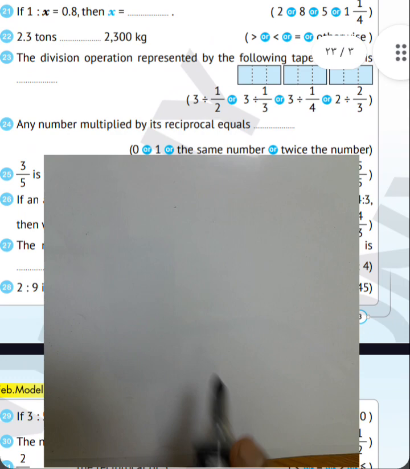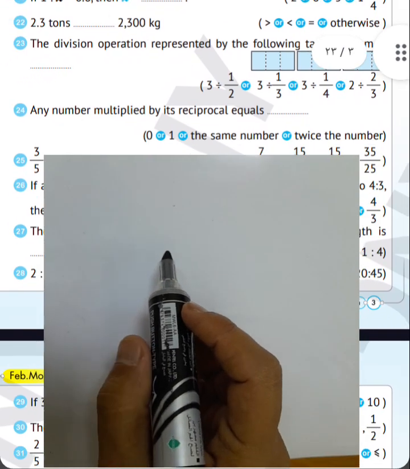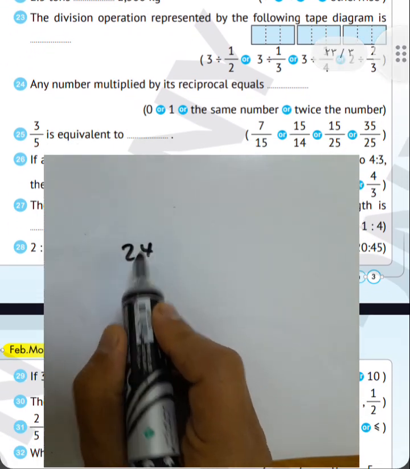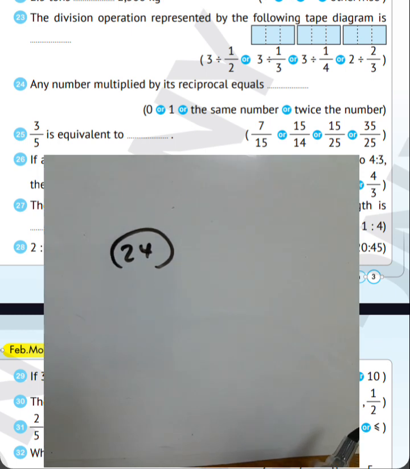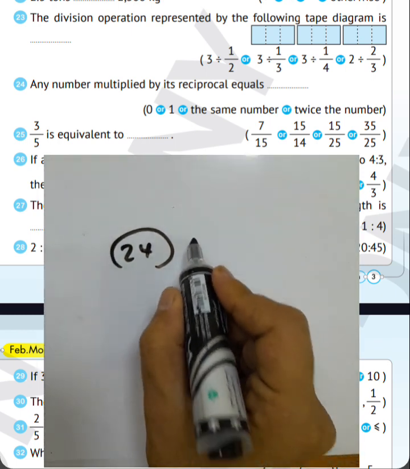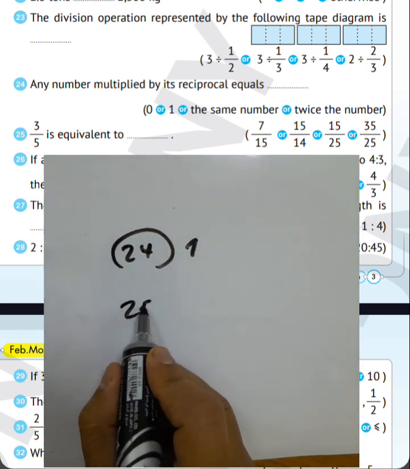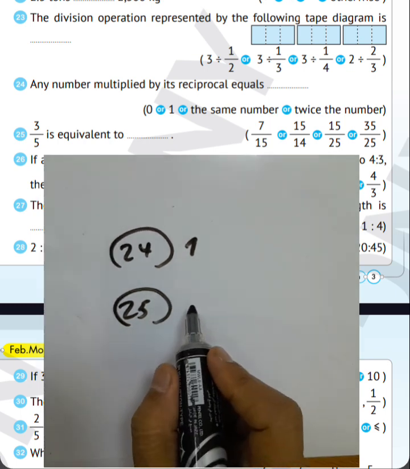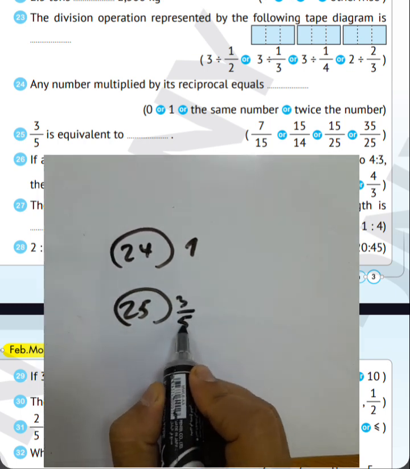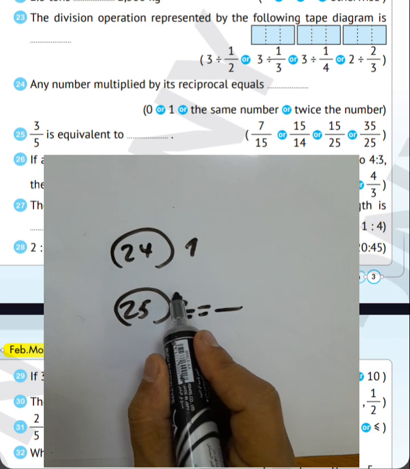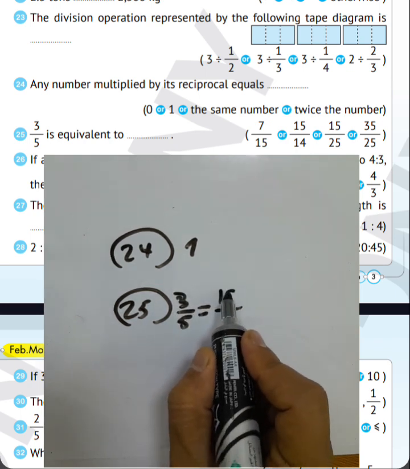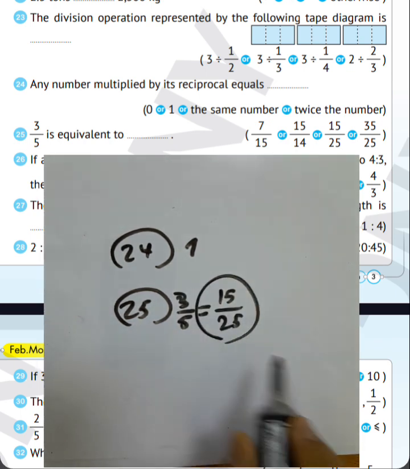Question 24. Any number multiplied by its reciprocal will be 1. The result will be 1. Question 25. 3 over 5 is equivalent to what? Multiply by 5 the numerator and denominator. 3 times 5 is 15. 5 times 5 is 25. It's equivalent to 15 over 25.